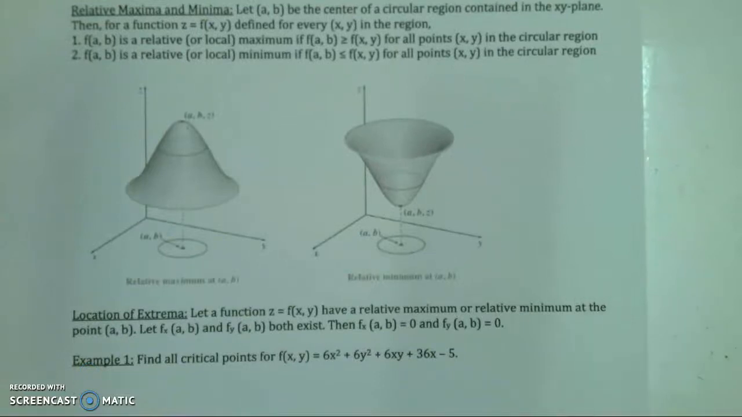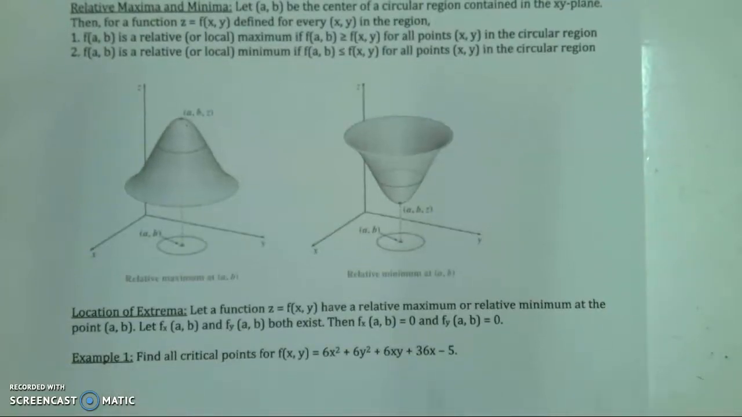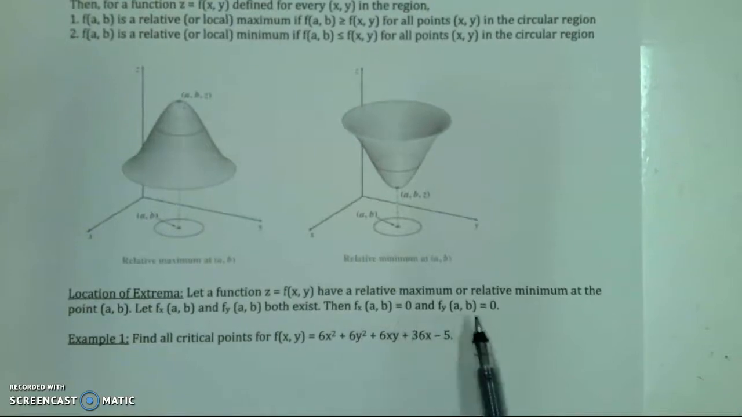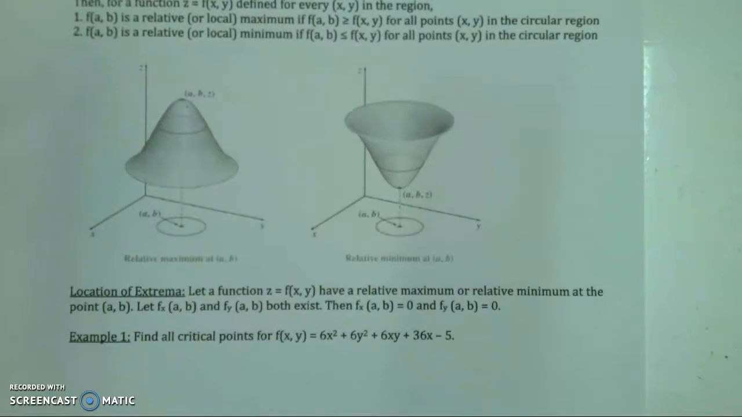So where do these extrema occur? It will be at a point (a, b), and it will be where the partial with respect to x is equal to 0 and the partial with respect to y is equal to 0. And this (a, b) we're going to call the critical point, or points in case there's more than one.